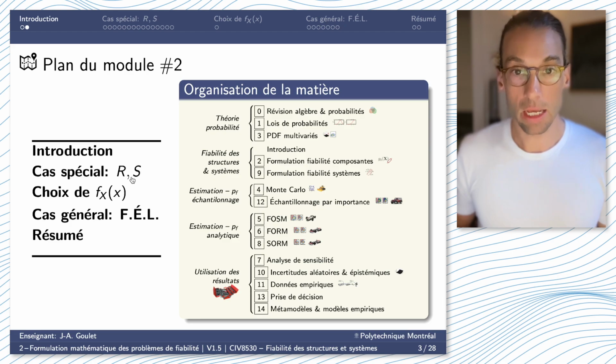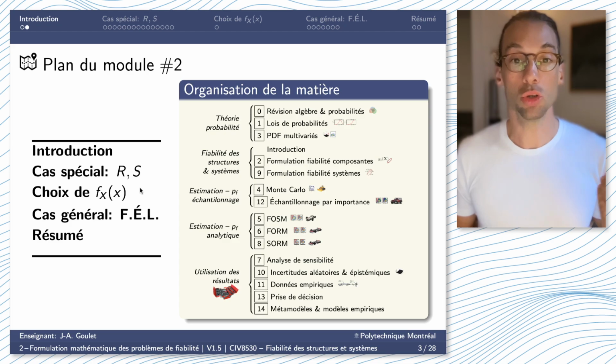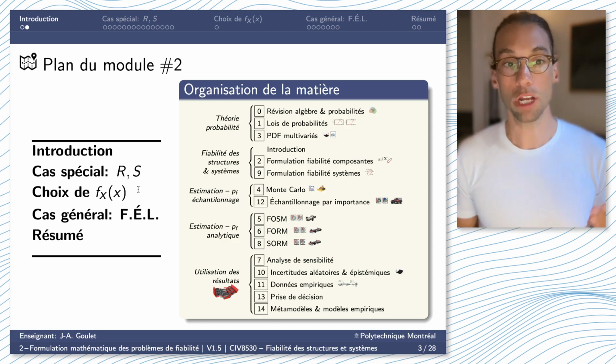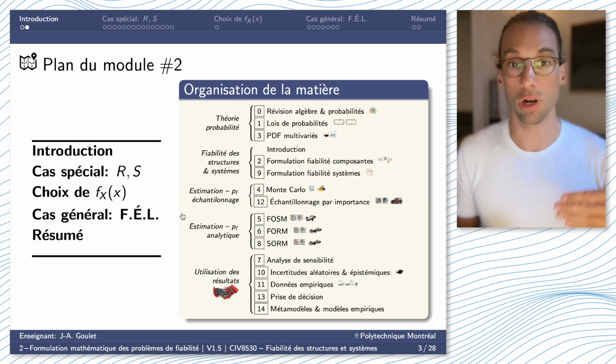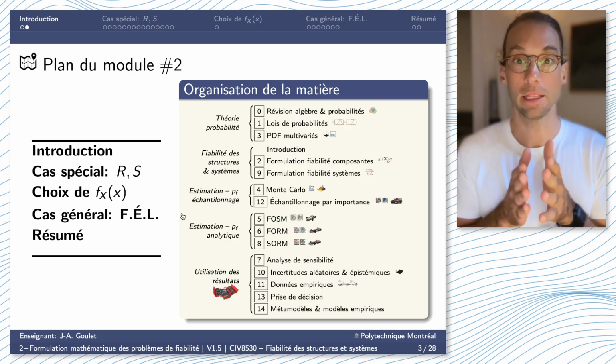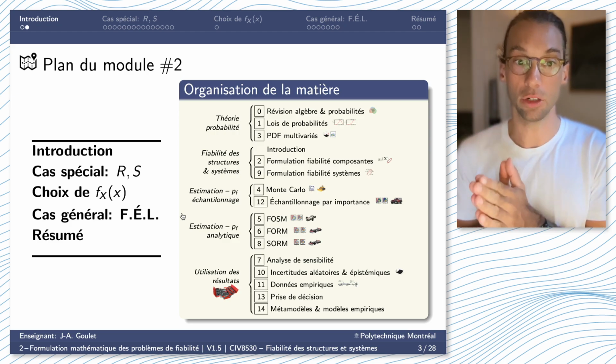Then we're going to see what we left off on in the last module. How do we choose the probability density function for a given problem? Why does it matter? And then we're going to expand onto the general case where we're going to define what we call the limit state function, a function that defines the boundary between the survival and the failure domain.